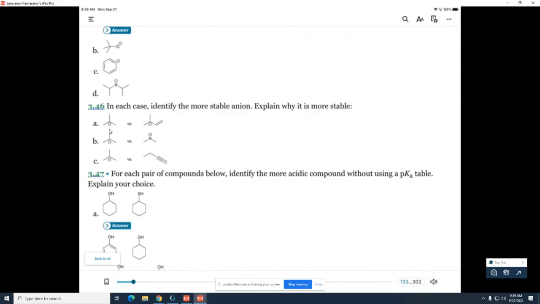Right. How about B? The one on the left or right? Which one is more stable? One on the right. Why? Because the negative charge or the lone pair is on a more electronegative atom, nitrogen. So the first one is the R factor, the second one is the A factor. How about the third one? C.